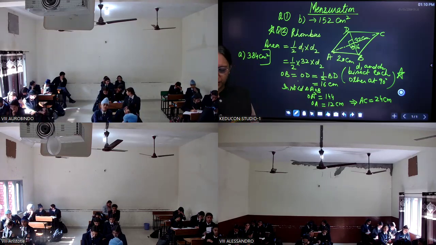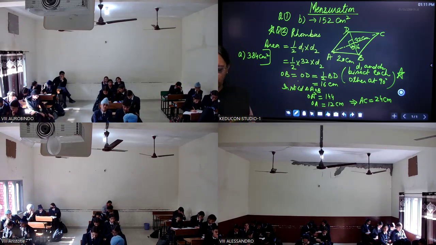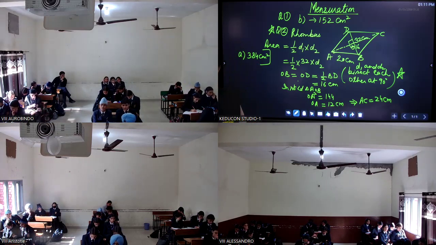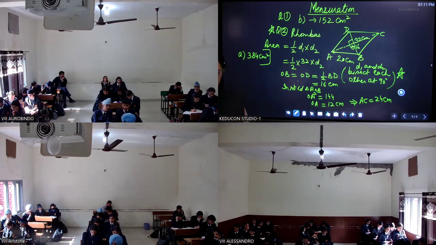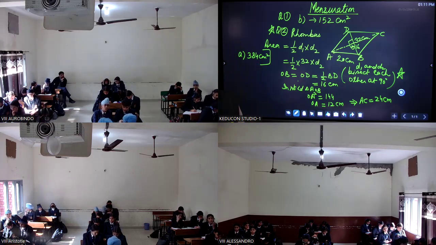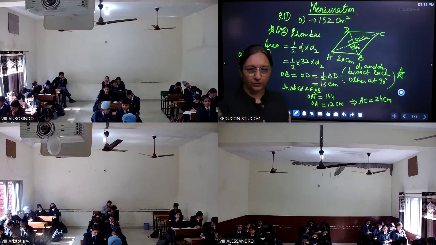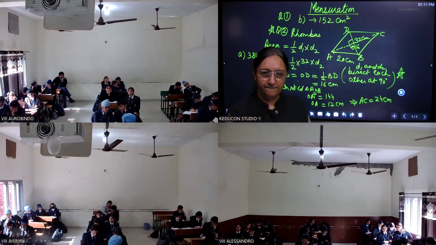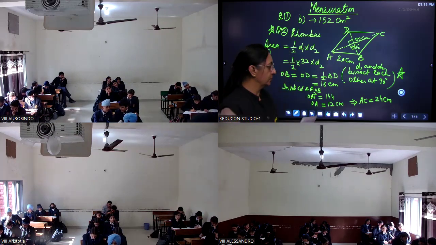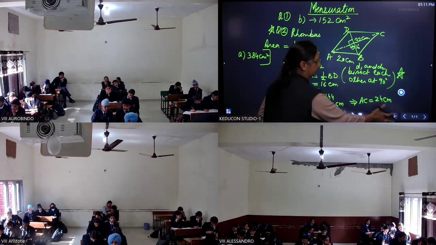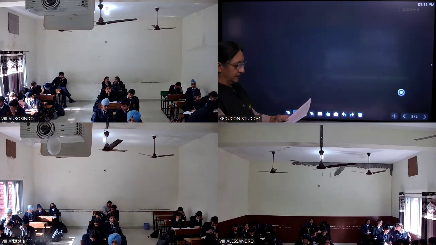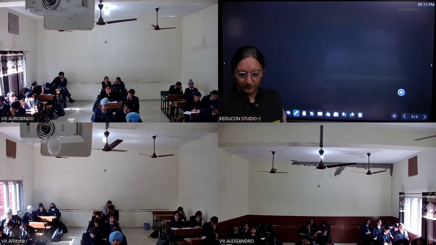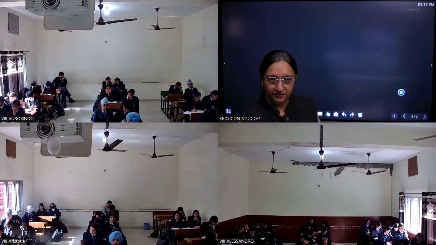Third question: area of rhombus is 120 square unit. If the lengths of the diagonals are given as 10 and 7x plus 3, then you have to find the value of x. Diagonals are given to you, but they are of different measurement. We will put 120 equal to half into 10 into 7x plus 3.